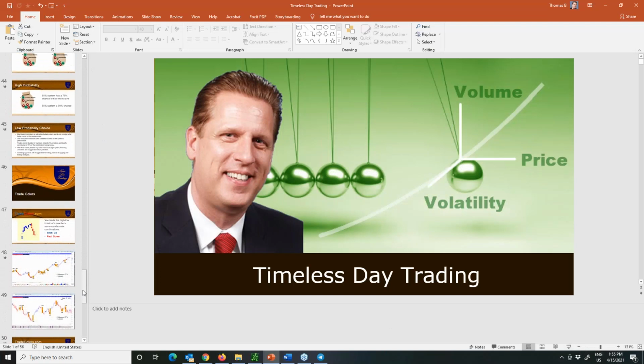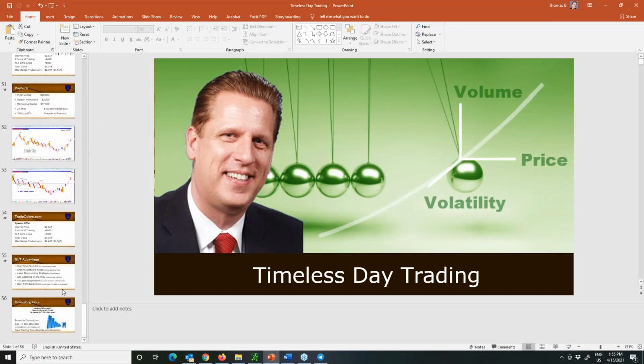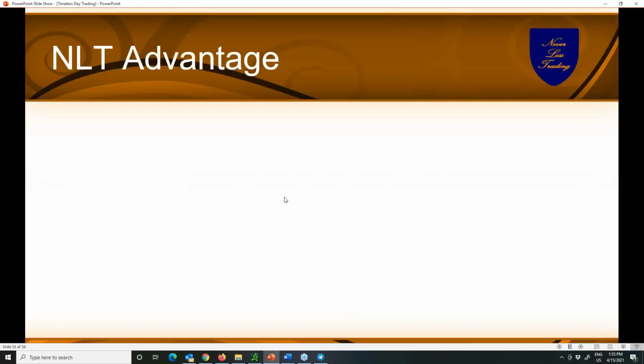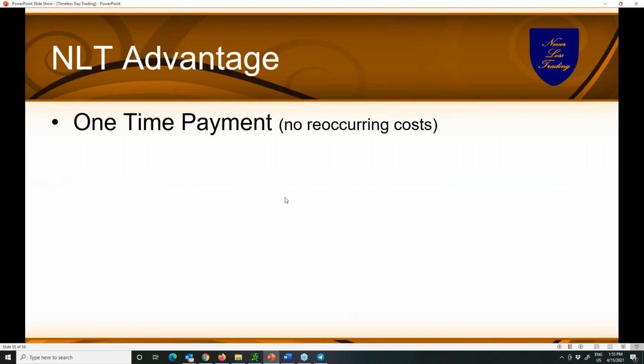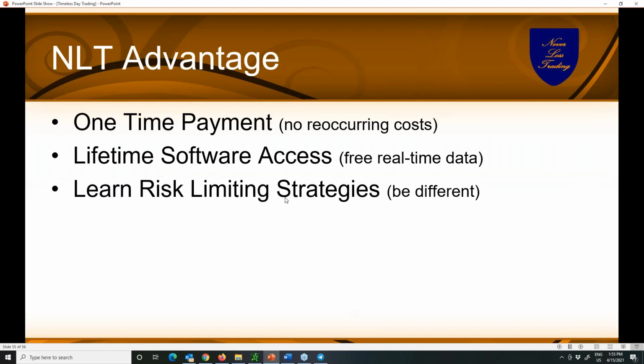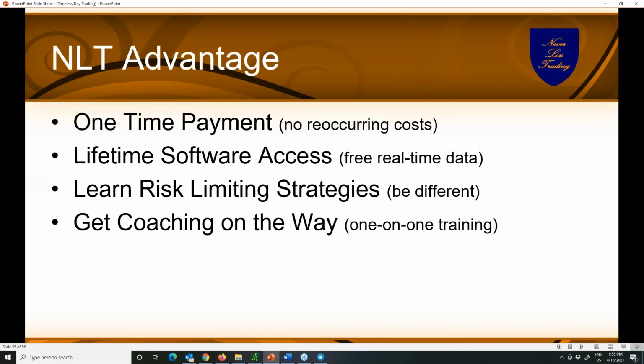I think you have a duplication here of the concept. And the key thing here is you have a one-time payment, no recurring cost. You have lifetime software access. You learn the risk-limited strategies in day trading, or when we work on your longer-term account, we'll do that too. Yeah, longer-term accounts can be a 401k.